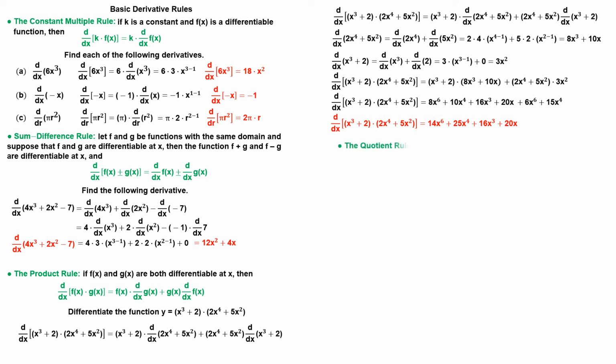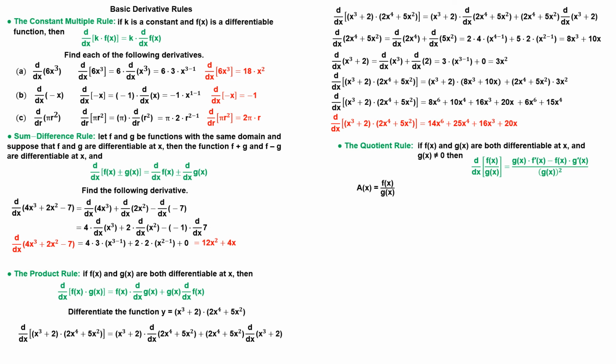The quotient rule. If f of x and g of x are both differentiable at x and g of x is different from 0, then we find a rule for differentiating the quotient of two differentiable functions f and g in much the same way that we found the product rule. We prove this rule as follows.